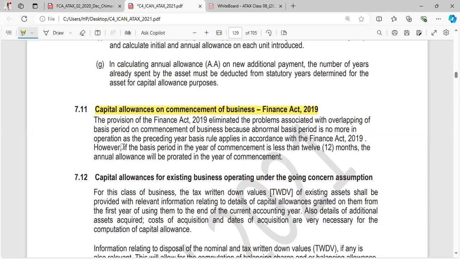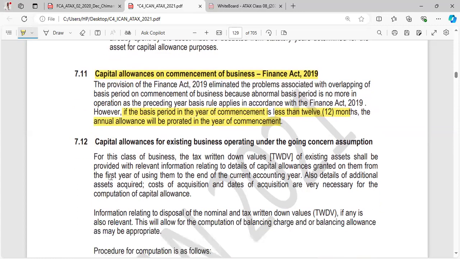However, if the basis period in the year of commencement is less than 12 months, the annual allowance will be prorated in the year of commencement. So that's where we want to say, in the year of commencement, annual allowance is usually prorated. All right.